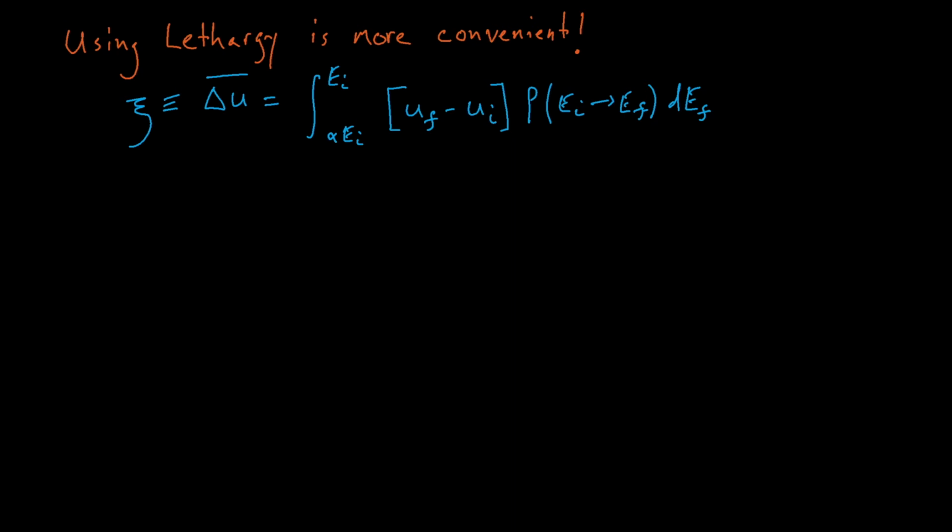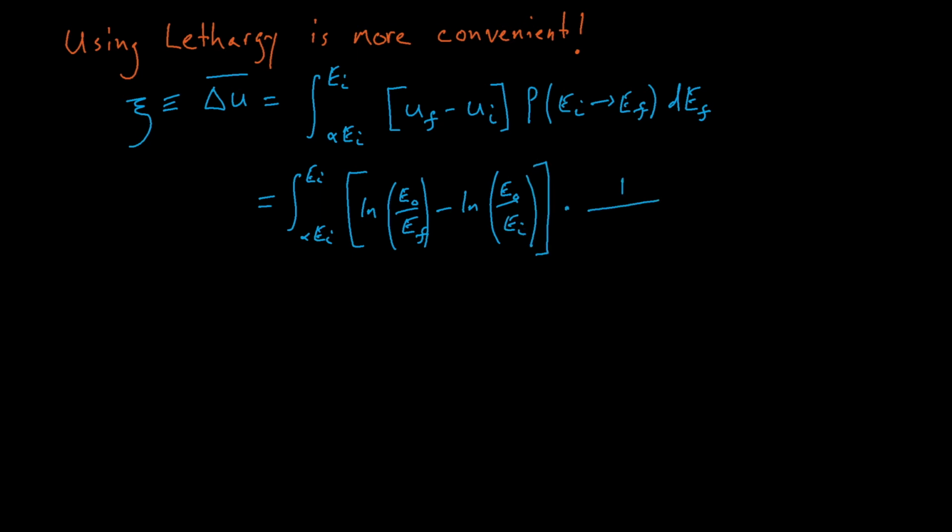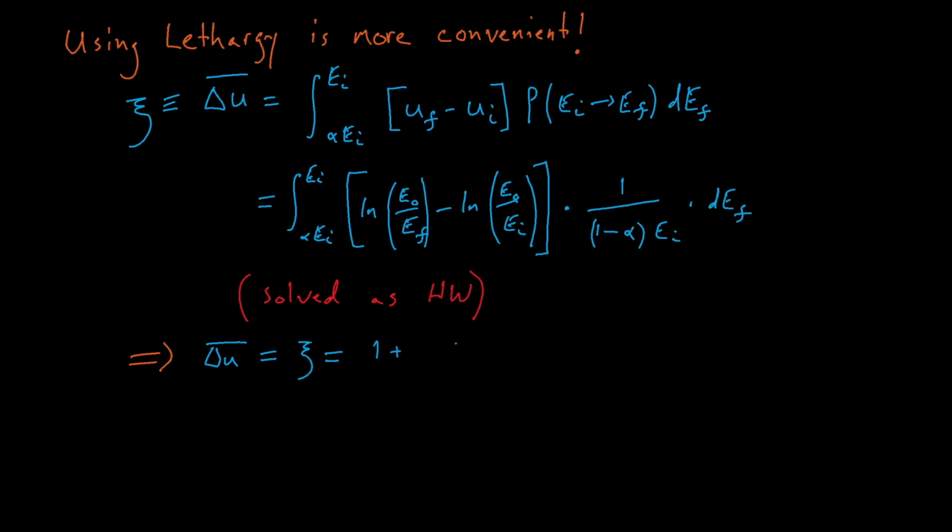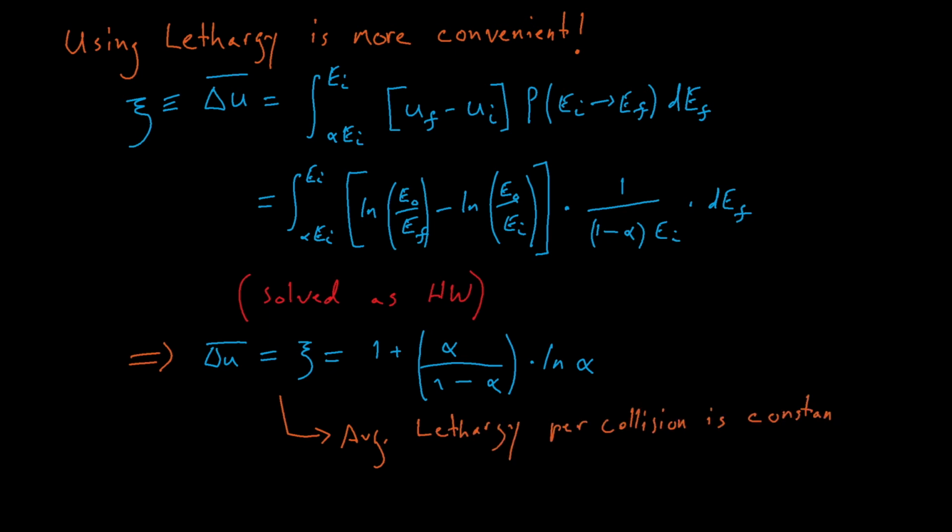If we substitute in the expressions for the final lethargy and the initial lethargy into that previous equation, we get this following equation. Solving this equation will be on a future homework assignment, but after we undergo some mathematical excitement, we can see that the average lethargy loss per collision only depends on alpha. It does not depend at all on the initial or final energies of the particle.